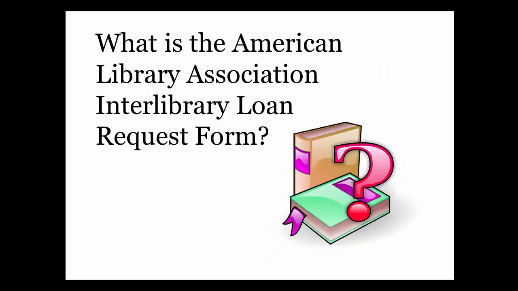What is the American Library Association Interlibrary Loan Request Form? This form is a PDF that you are able to type in to fill in the request information to directly request materials from another library. There are two ways you can locate the American Library Association Interlibrary Loan Form. First is on the Rails website. The second is on the American Library Association website.